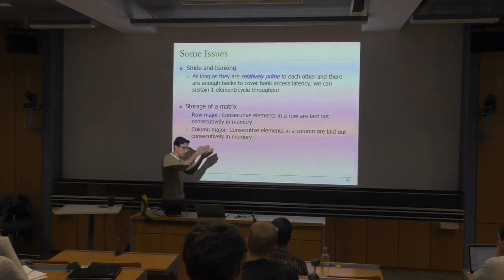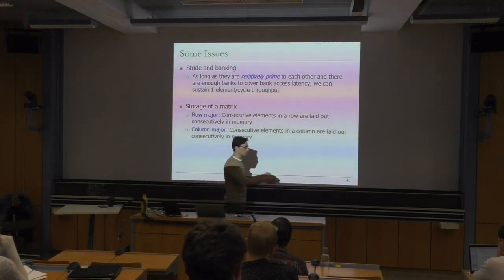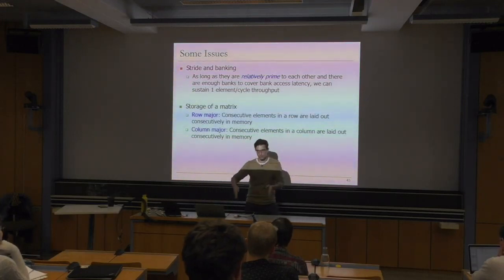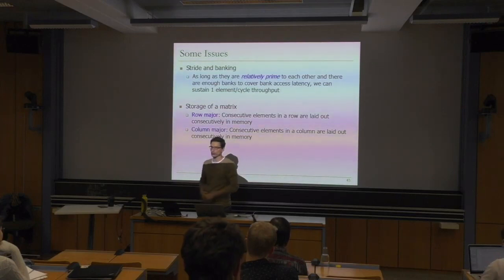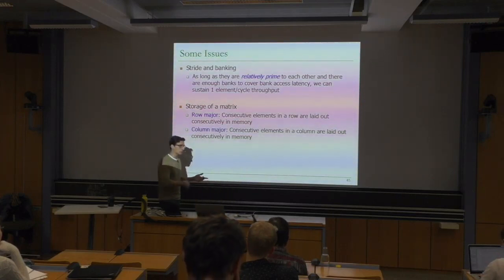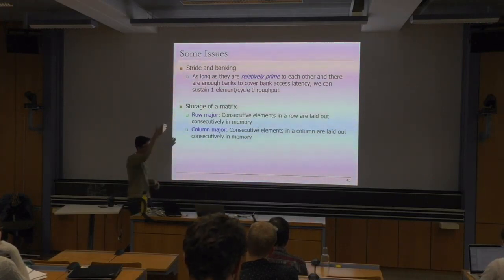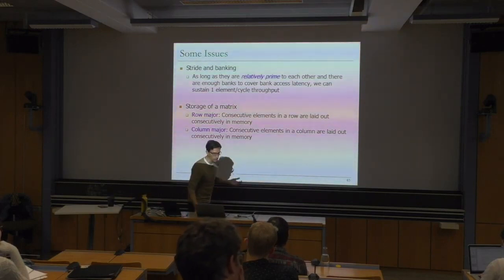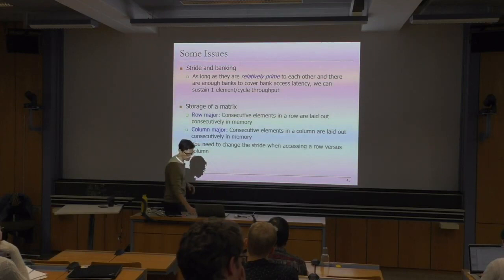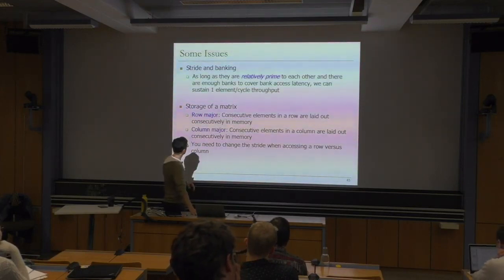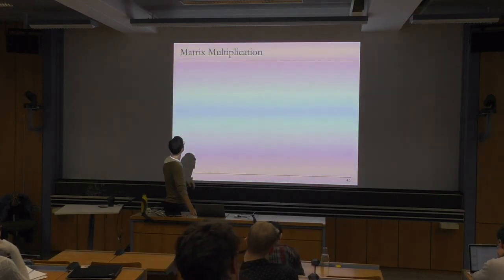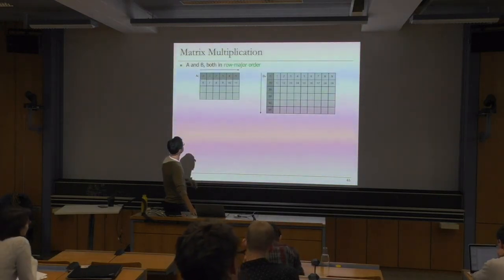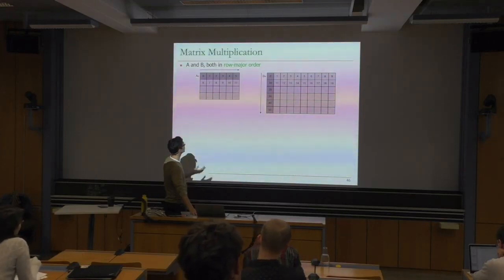First possibility is we store all the elements of row 0, then all the elements of row 1, all the elements of row 2, and so on. The other possibility is all the elements of column 0, all the elements of column 1, and so on. Let's assume that it's row major, which actually is the most typical one in programming languages like C. Let's assume that we have these two matrices, A and B, and we want to multiply them.